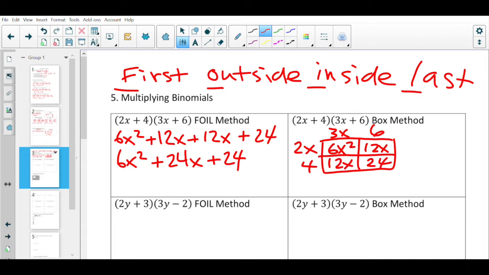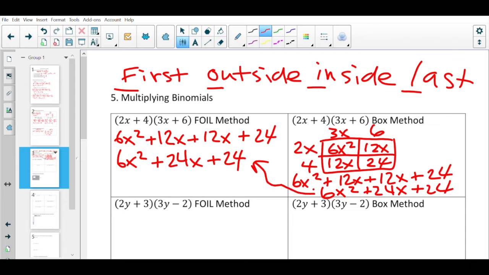So we're just multiplying these two binomials through a table or a matrix, okay? And then these four terms, we're just adding them together. So that's 6x squared plus 12x plus 12x plus 24. Collect like terms, that's 6x squared plus 24x plus 24. And you can see these two are the same, okay?